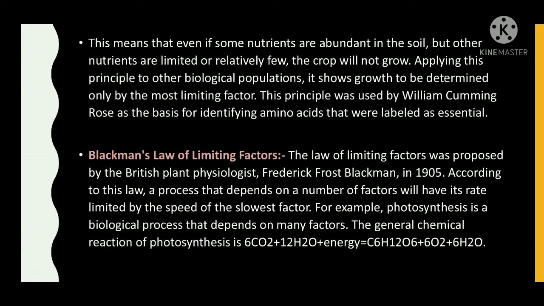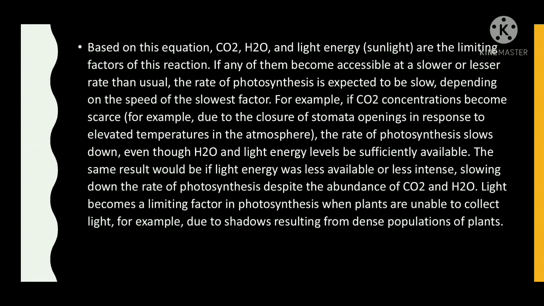For example, photosynthesis is a biological process that depends on many factors. The general chemical reaction of photosynthesis is 6CO2 plus 12H2O plus energy equals C6H12O6 plus 6O2 plus 6H2O. Based on this equation, CO2, H2O, and the light energy, sunlight, are limiting factors of this reaction.